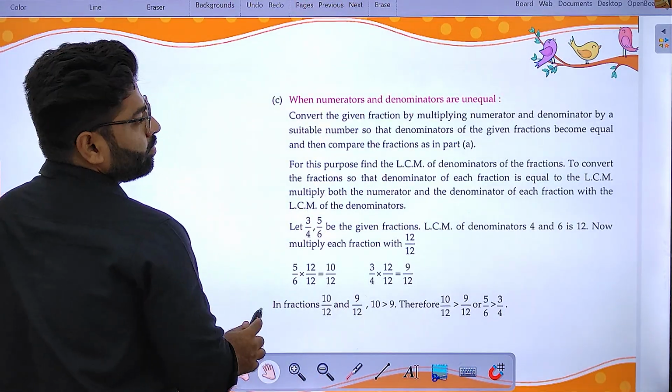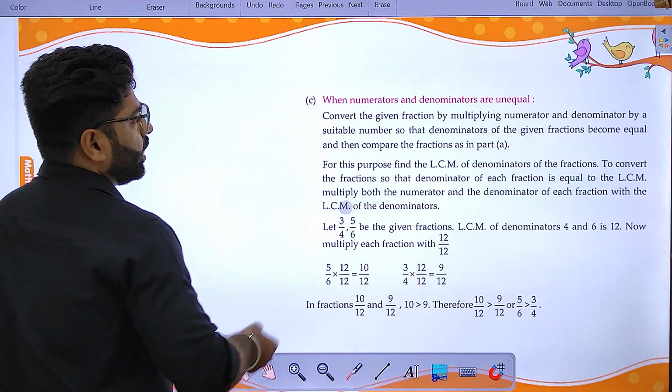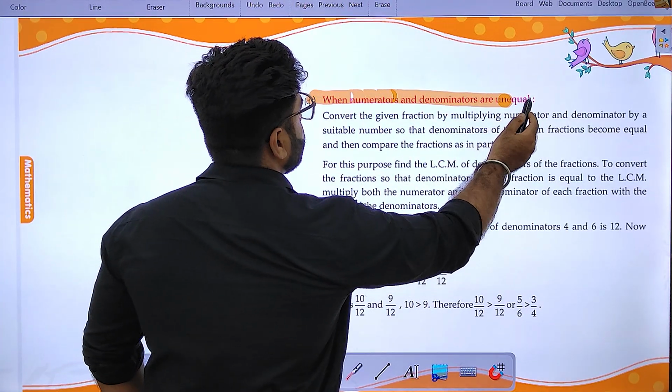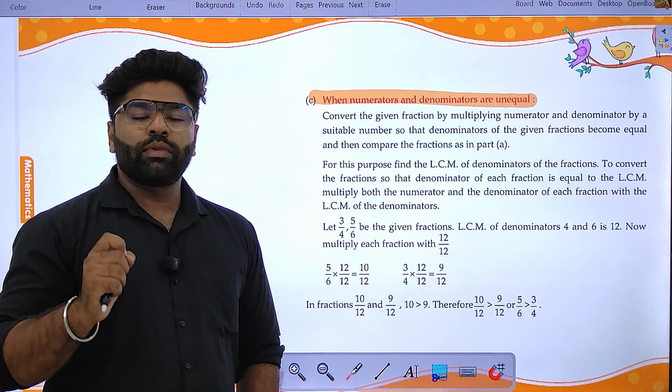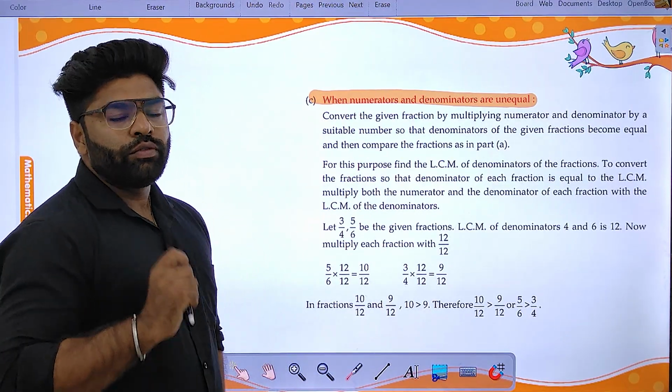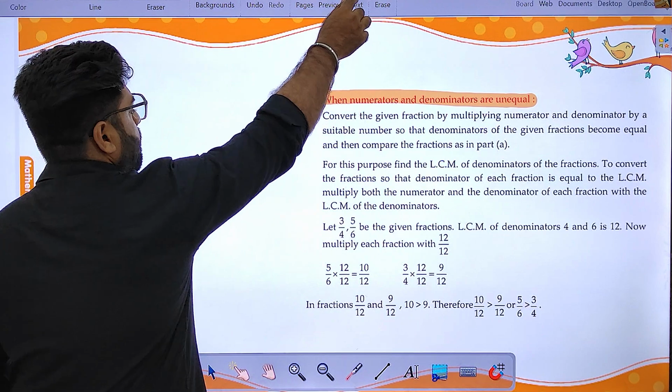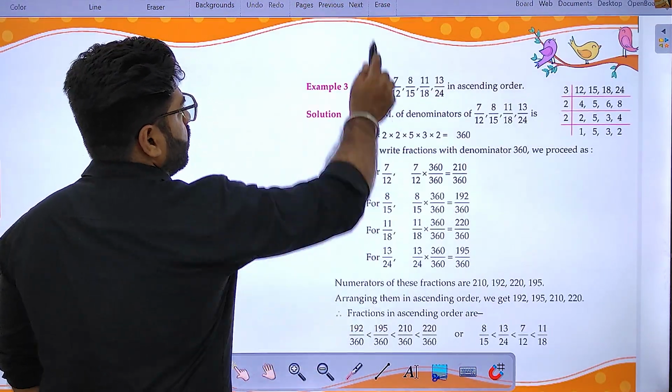Next we are having C part, when numerators and denominators are unequal. So then we have to change them into like fractions by taking LCM. Then we will have to compare them. Okay.